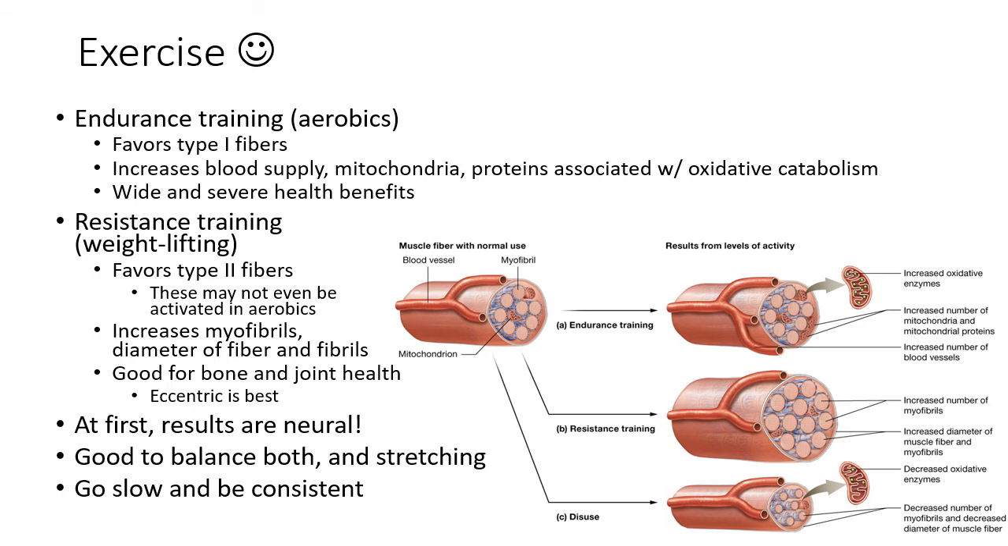And exercise. Since we're talking about muscles, it's a good time to talk about exercise. So you've got two basic types of exercise: endurance training, which would be aerobic exercise, or resistance training, which is weightlifting. If you're doing endurance training, then you're favoring the type 1 fibers, so your muscles will end up with more type 1 fibers. Those are the slow ones that have a lot of ability to make ATP.